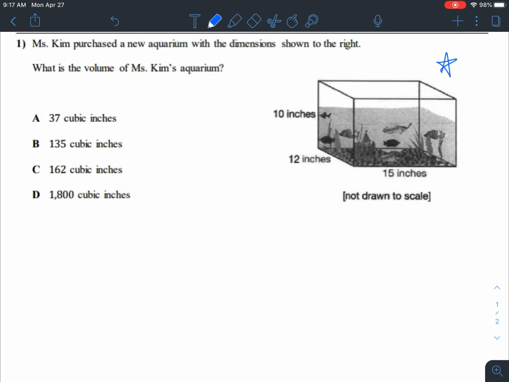Now let's read it a second time to see if there's any important information. Before I read that a second time, I'm just going to go ahead and change that to Miss Ayala because I know you guys miss me. Miss Ayala purchased a new aquarium with the dimensions shown to the right. So I know the dimensions, and in a moment we're going to label that on our diagram.